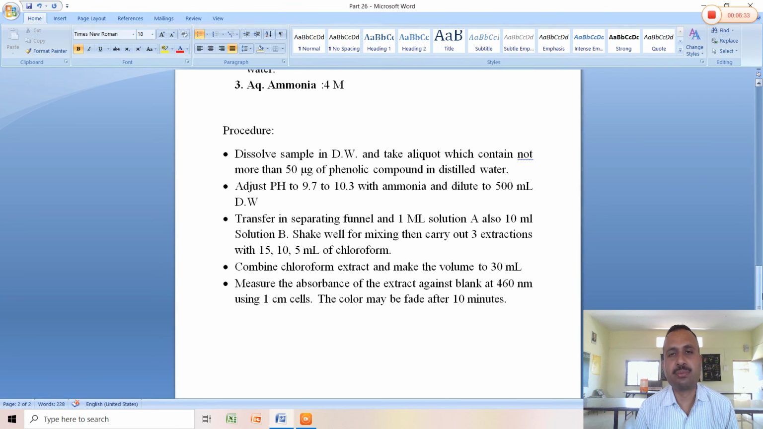So this is all about the procedure involved in the spectrophotometric determination of phenol, and this is a standard procedure where traces of phenol, that is 50 microgram of phenol, can be determined. That is the advantage of this method. So with this content I conclude this lecture. Thank you very much for your patient listening.